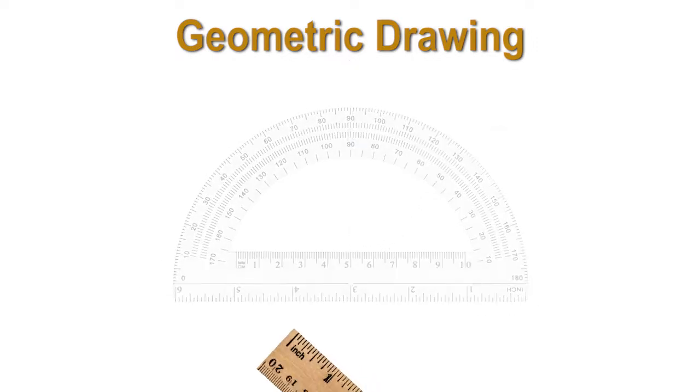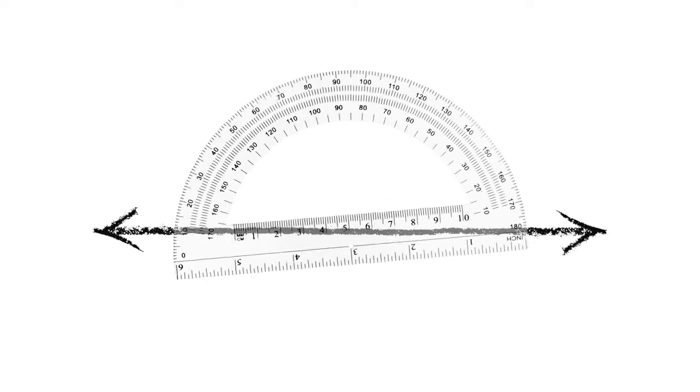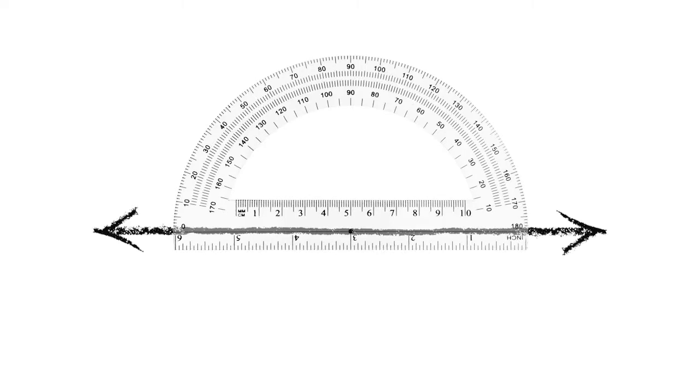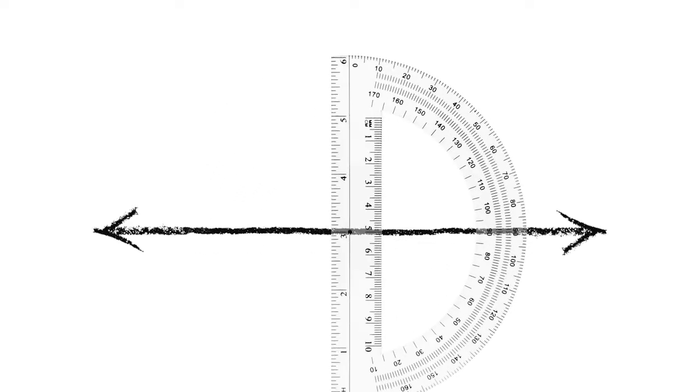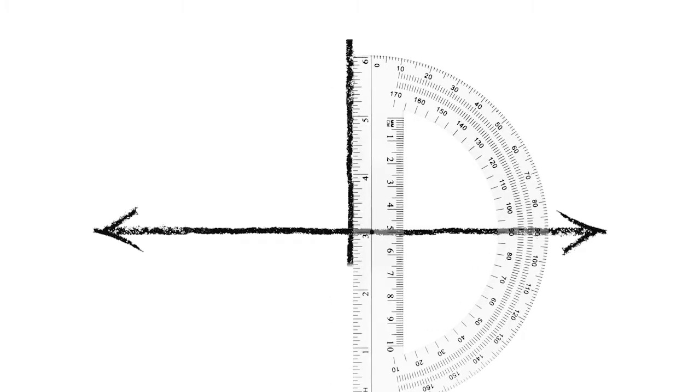Let's use a ruler or straight edge to draw a line. First, draw along the straight edge. Then, draw arrows on both ends. Let's use the protractor to draw a right or 90-degree angle. Turn the protractor so that the line drawn in the previous step is at 90 degrees. Then draw a second line. Erase the extra markings.